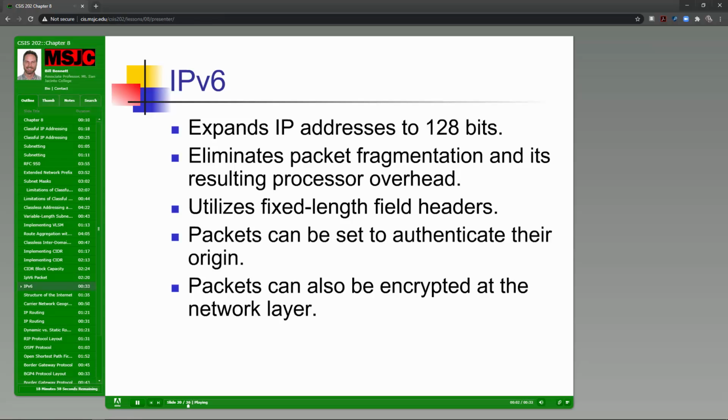Here then are some of the advantages of IP version 6. It expands IP addresses to 128 bits. It eliminates packet fragmentation and the resulting processor overhead that occurs from having to fragment and put the packets back together again. It utilizes fixed length field headers, so no more variable length headers. And the packets can be set to be authenticated at their origin, and they can also be encrypted at the network layer.